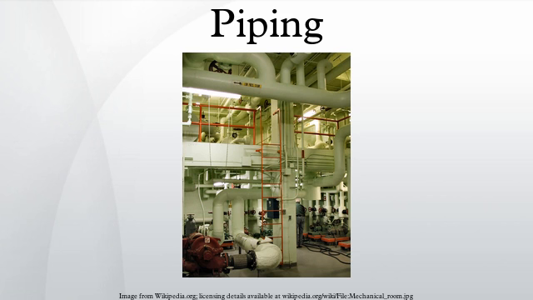EN 13480-3 Metallic Industrial Piping, Part 3, Design and Calculation, EN 13480-4 Metallic Industrial Piping, Part 4, Fabrication and Installation, EN 13480-5 Metallic Industrial Piping, Part 5, Inspection and Testing, EN 13480-6 Metallic Industrial Piping, Part 6, Additional requirements for buried piping, PD TR EN 13480-7 Metallic Industrial Piping, Part 7, Guidance on the Use of Conformity Assessment Procedures, EN 13480-8 Metallic Industrial Piping, Part 8, Additional Requirements for Aluminium and Aluminium Alloy Piping.